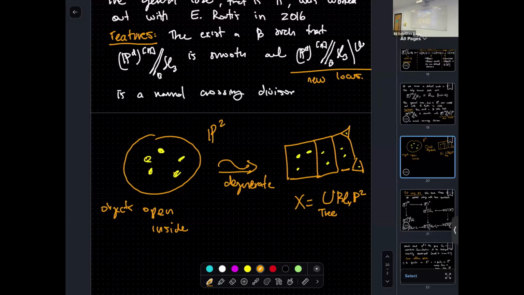And why degenerate? So what kind of degeneration? You say, oh, well, I have this point. These three are trying to collide. You say, no, I'm not going to let you collide. So you pop up a new component and you move them there, right? But now you have points here and they insist on trying to collide.